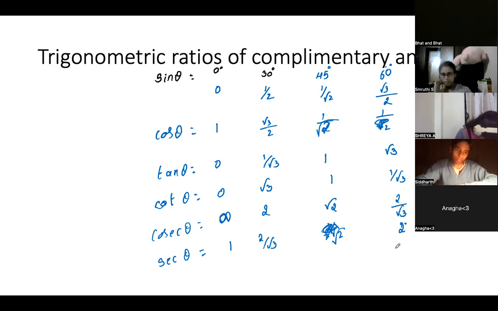Right? Understood this? No more doubts. Anybody has any doubt here? No, right? Secant 90 will be infinity, dear. 1 by 0. 1 by 0 is infinity. Correct? Yeah. Now, everyone, please re-log in.